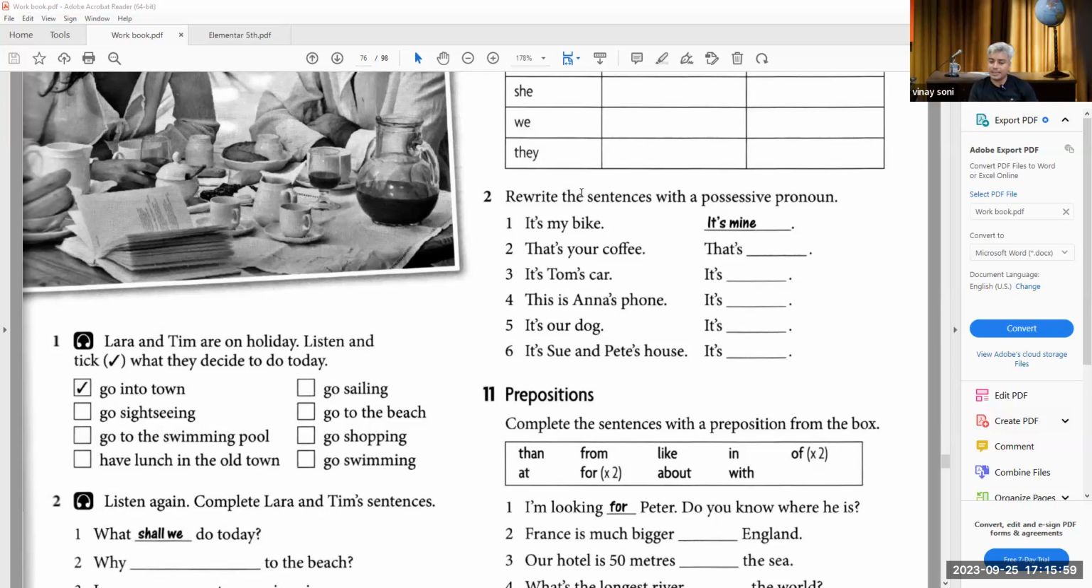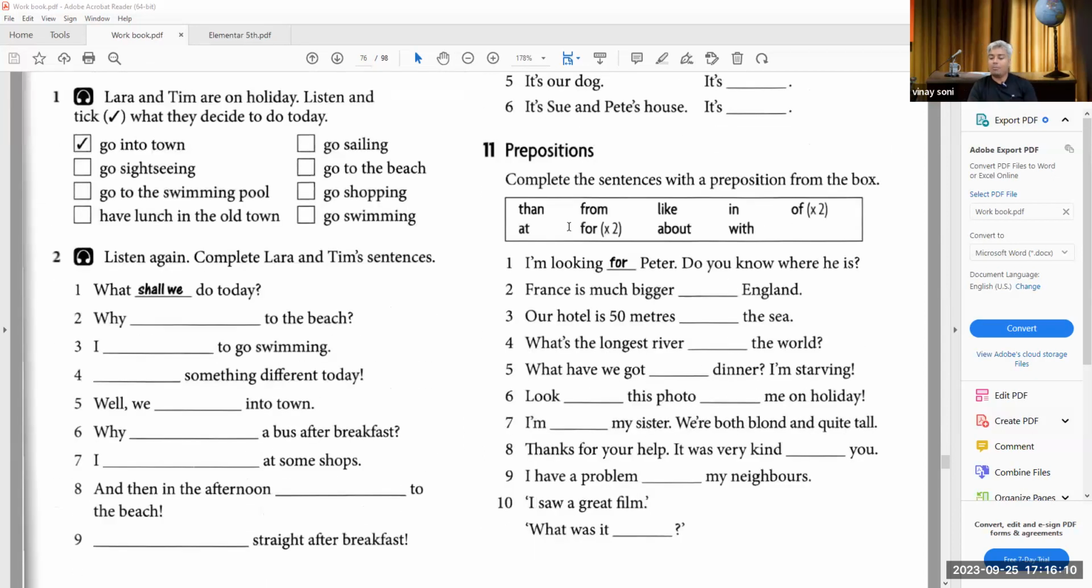Complete the sentences with the preposition from the box. We have some prepositions here. Let's put them in these sentences. Number 1, I'm looking for Peter. Do you know where he is?